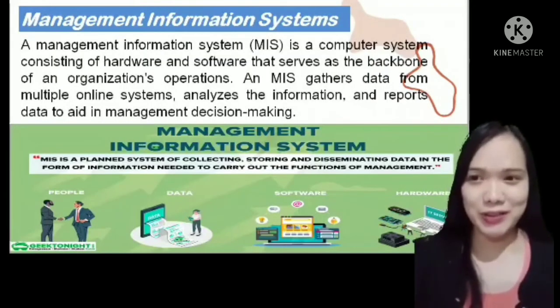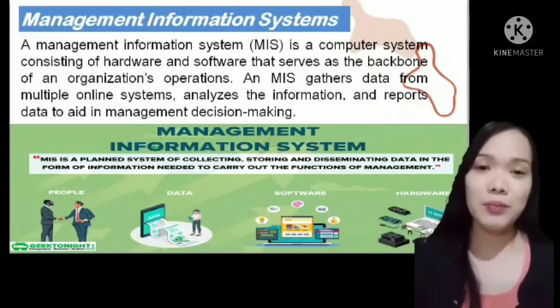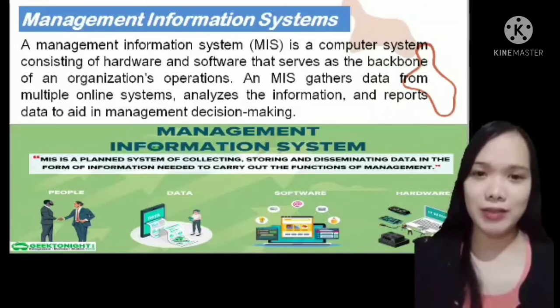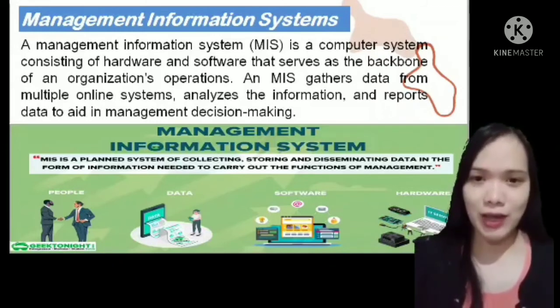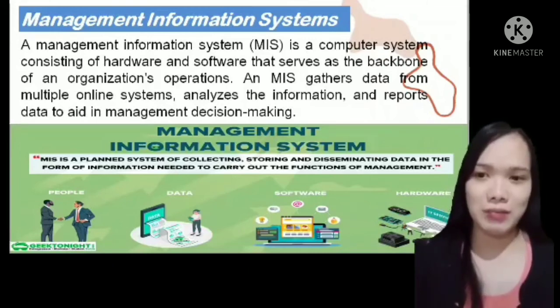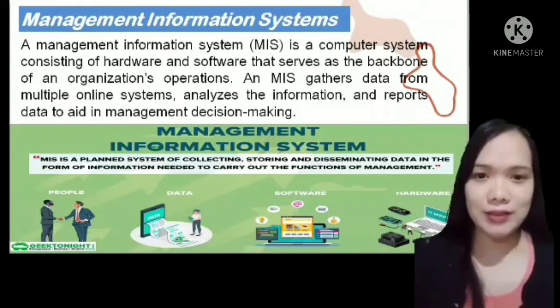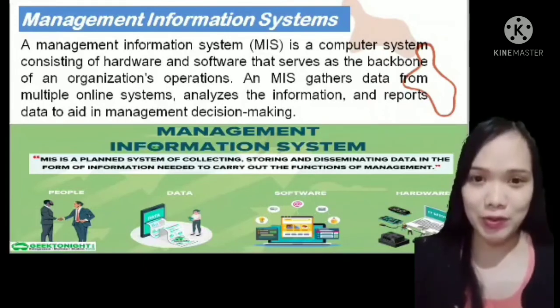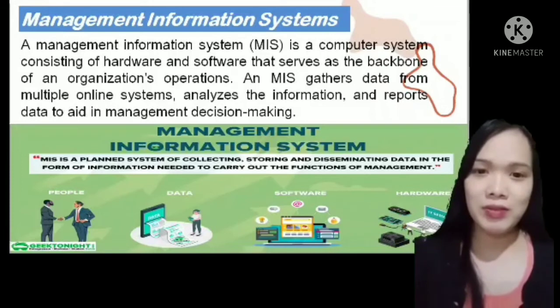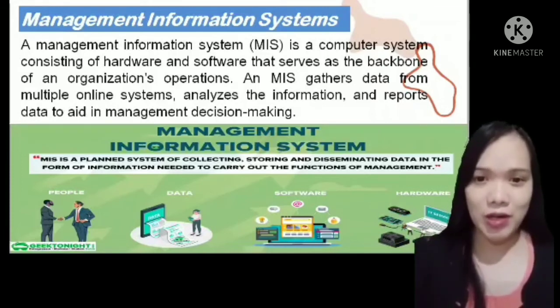Management Information Systems. A Management Information System, MIS, is a computer system consisting of hardware and software that serves as the backbone of an organization's operation. An MIS gathers data from multiple online systems, analyzes the information, and reports data to aid in management decision making. So here is an example of an illustration that the management information system consists of people, data, software, and hardware.